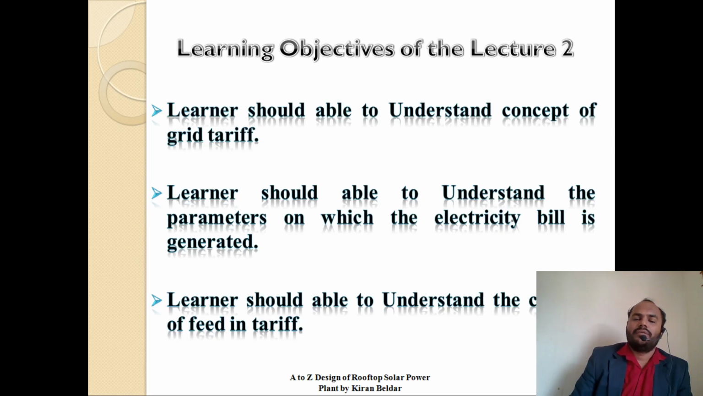Learning objective of lecture number 2. Learner should be able to understand the concept of grid tariff. Learner should be able to understand the parameters on which the electricity bill is generated. Learner should be able to understand the concept of feed-in tariff.